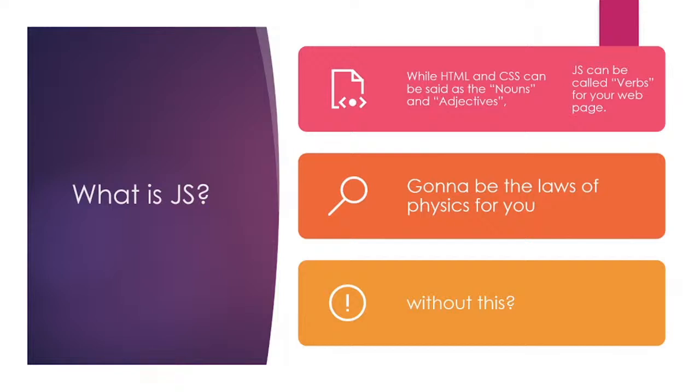Okay. But what is JavaScript? While HTML and CSS can be said to be the nouns and adjectives of your web page, JavaScript can similarly be called the verbs, because they are going to do the actions for your web page, right? They're the basis for the interactions. You can do a little bit of interaction with CSS or just a bit with HTML by providing those hover properties as we have in CSS. But with JavaScript, the possibilities are endless. Alright? What will happen without this? Your page is just dead. It won't have any interaction with the user, so it's typically not even a page.